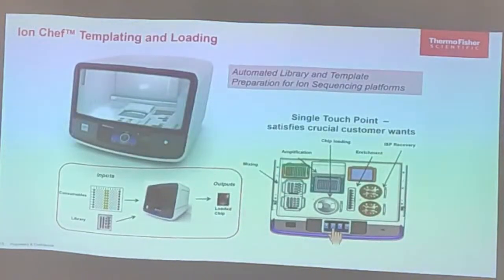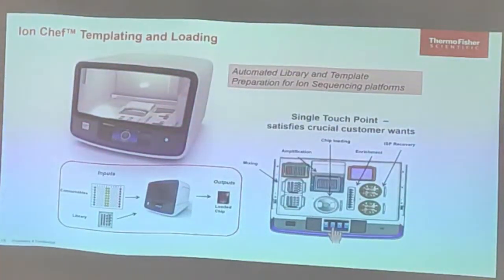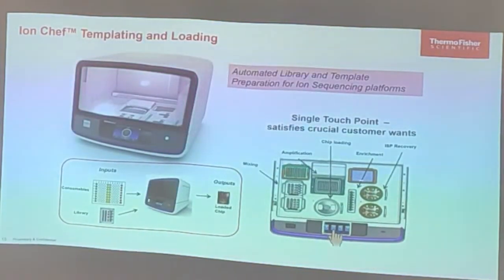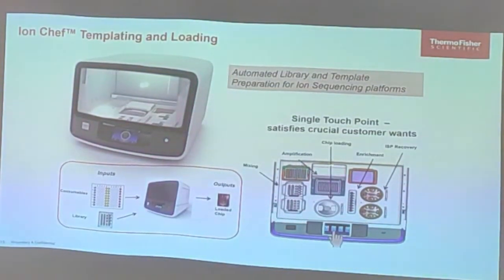So there are different components. There are consumables, which are the plastic parts. And there is the thermal cycler where the emulsion takes place.